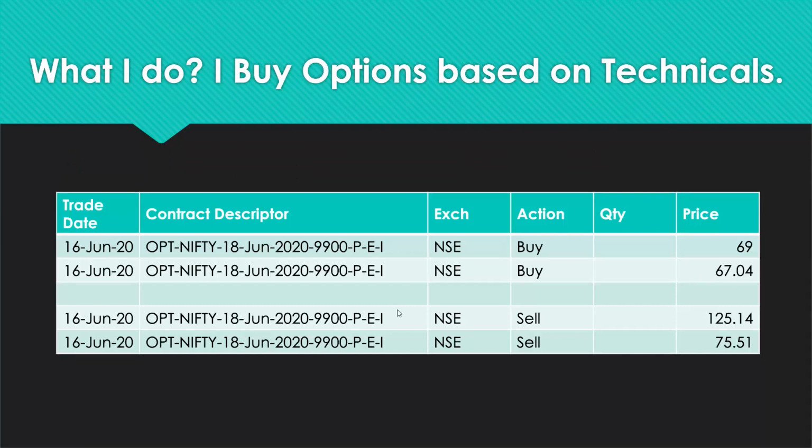So what do I do? I normally buy options based on technicals. This is the option trades that I've done today. I bought 9900 at 67 and sold at 75. And the market moved sideways. I'll tell you the technicals. Then again I bought it at 69 and sold it at 125.